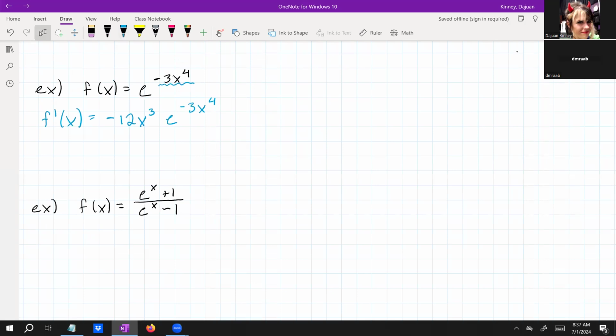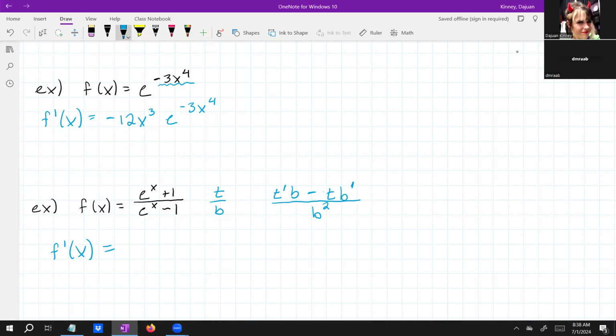Our next one is we have quotient rule. Words are hard today. So f prime of x equals. All right. So you remember our quotient rule. We take the derivative of the top times the bottom minus the top as is times the derivative of the bottom all over bottom squared. Hopefully you remember that. If not, that's what it is.